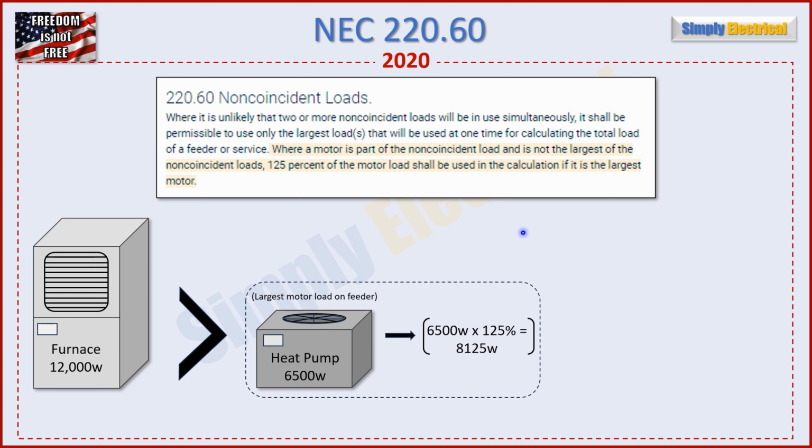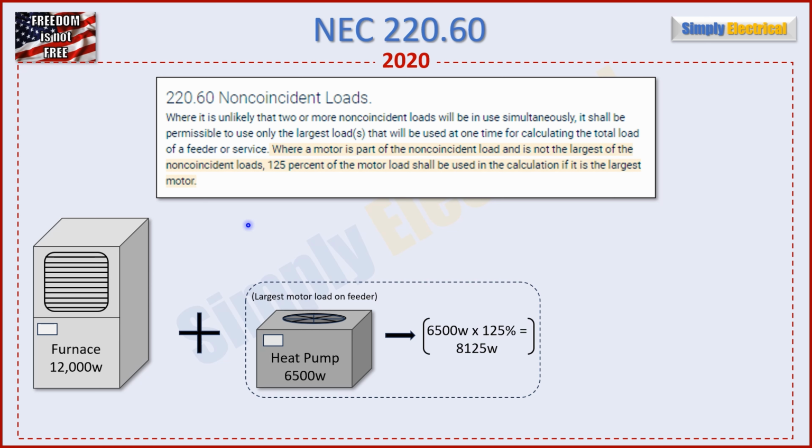The strong implication here is that they mean the largest motor on the feeder. Otherwise, it doesn't make sense. Now, this is in addition to the furnace. Notice that the second sentence again is not an exception to the first. It's in addition to. So we have to take both of these sentences together.